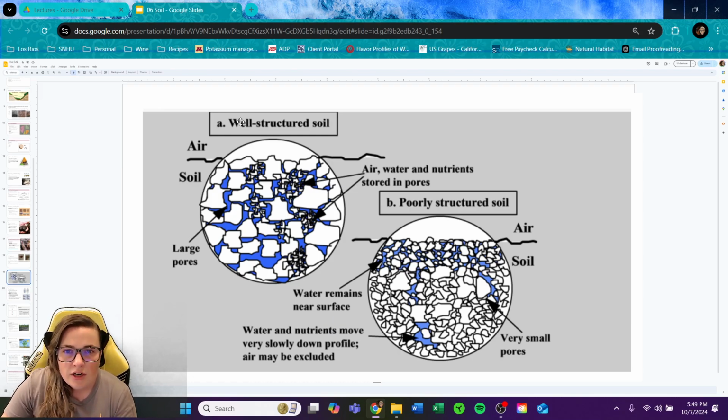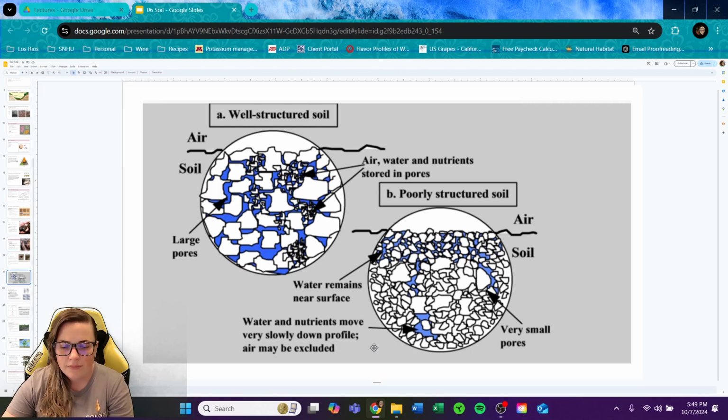So here we have an image of A, a well-structured soil, and B, a poorly structured soil. As you can see, a well-structured soil has large pores, and the ability for air and water and nutrients to move through the pores. It's very important. A poorly structured soil has very small pores. Water pools and remains near the surface. Air has a very difficult time to enter the soil. Water and nutrients move very slowly. Air may be excluded. So not a good time. The soil and roots need to breathe as well.